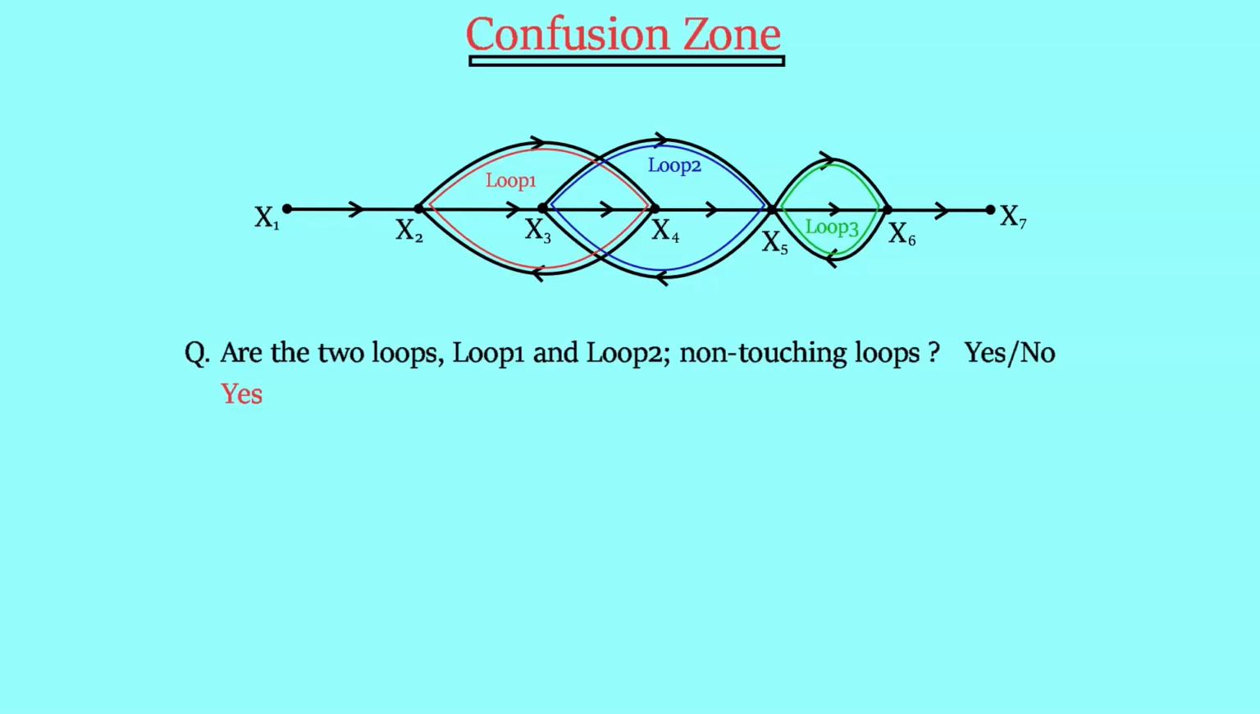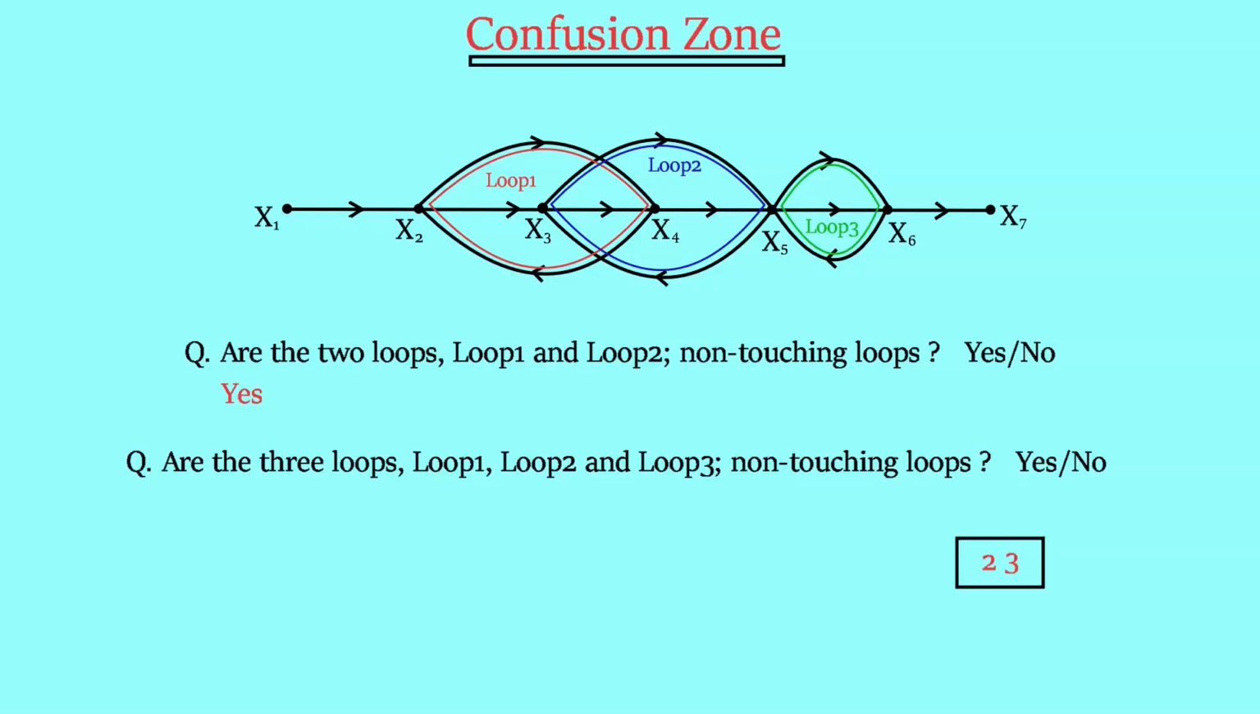The second question is, are the three loops, loop 1, loop 2 and loop 3, non-touching loops? Again you have to answer in yes or no within 25 seconds. The answer is no here. This might be a little bit difficult for you to determine. Let me clarify it for you.